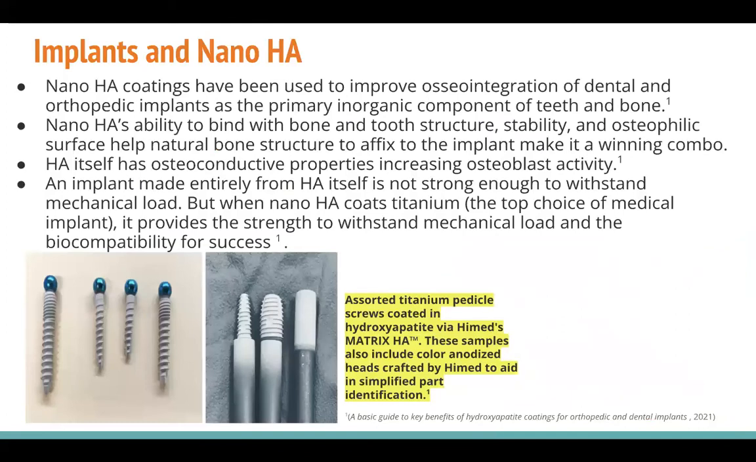So, implants and nano-HA. Nano-HA coatings have been used to improve osseointegration of dental and orthopedic implants. HA itself has osteoconductive properties, increasing osteoblastic activity. An implant made entirely from HA is not strong enough to withstand mechanical load, but when nano-HA coats titanium, it provides strength to withstand mechanical load and the biocompatibility for success.